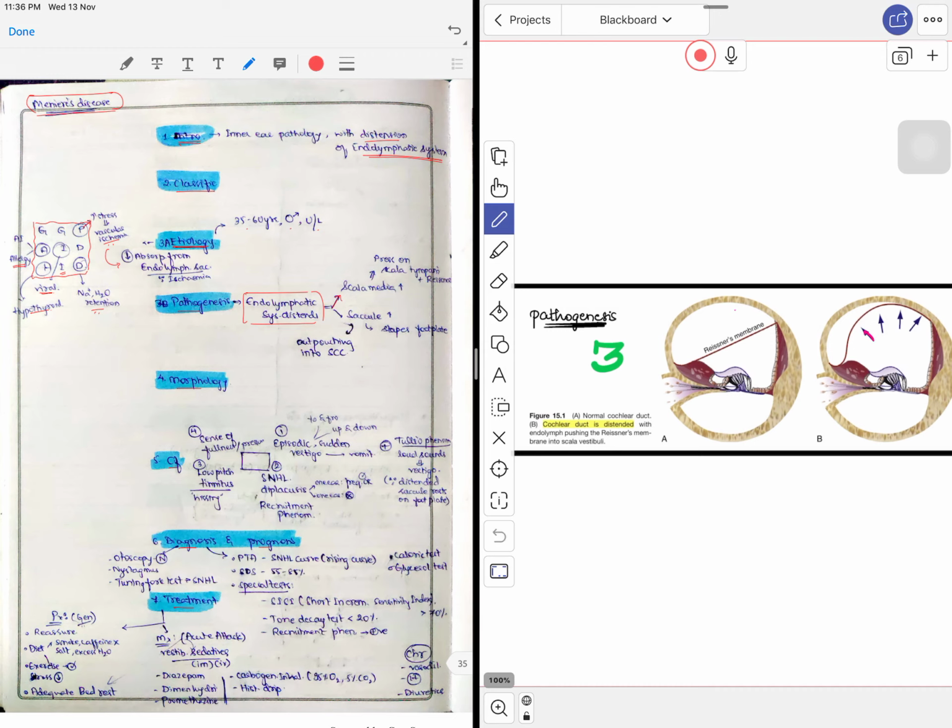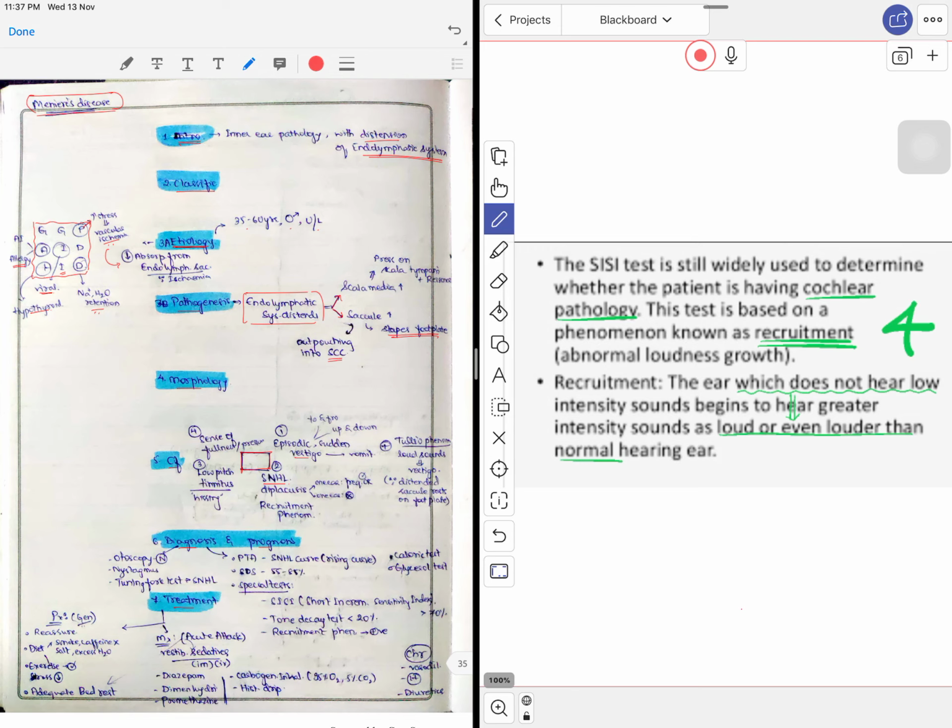Now let's talk about the clinical features of this disease. The four important, also called the cardinal features of Meniere's disease are: the first that is going to occur is vertigo, second is SNHL, which is nothing but sensorineural hearing loss, third is tinnitus, and fourth is sensation of fullness in the ear.